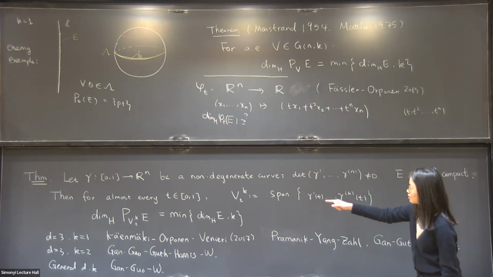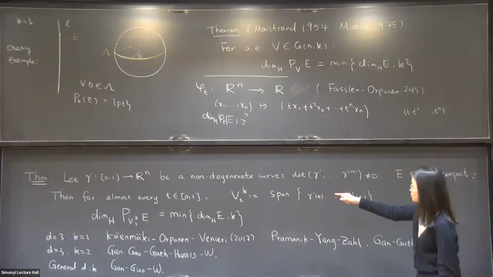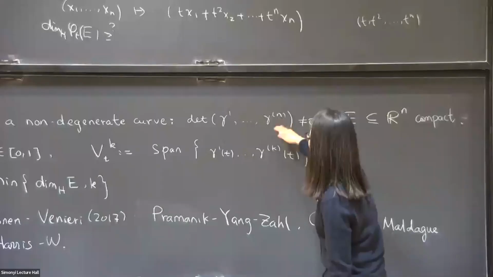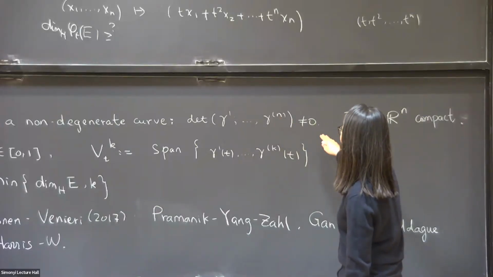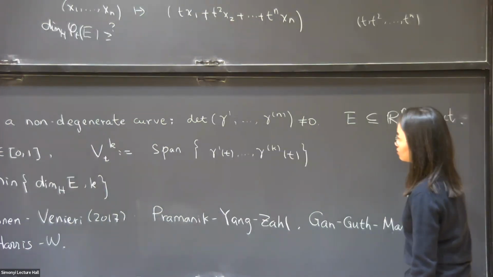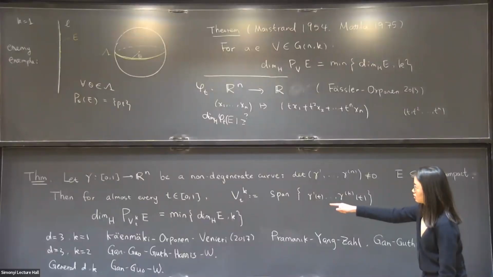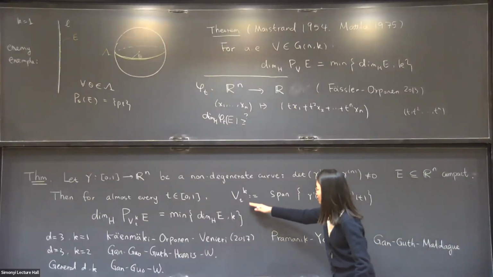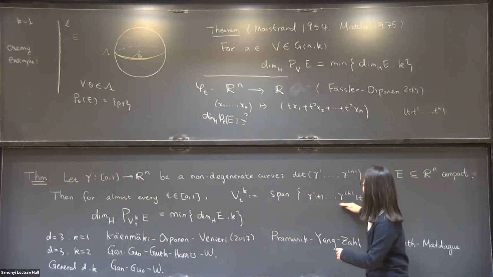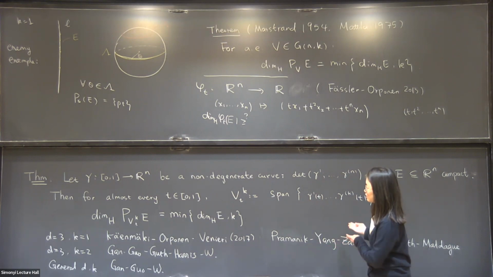Let gamma from [0,1] to R^n be a non-degenerate curve, meaning that the determinant of gamma prime up to gamma^(n) is non-zero. Let E be a compact subset of R^n. Then for almost every t in [0,1], and V_k(t) means the span of the first k derivatives, some sort of k-tangent plane of this non-degenerate curve at point t.